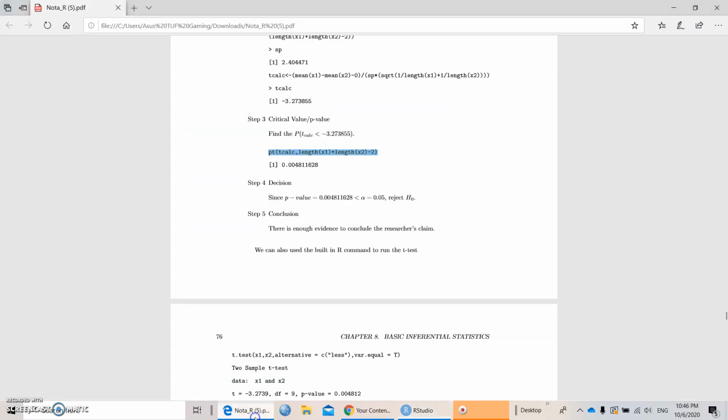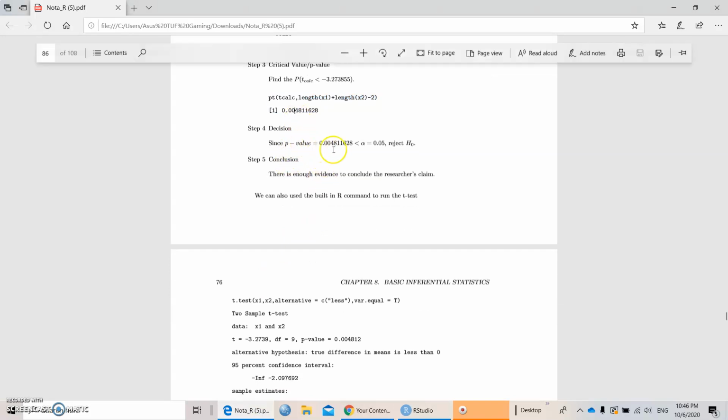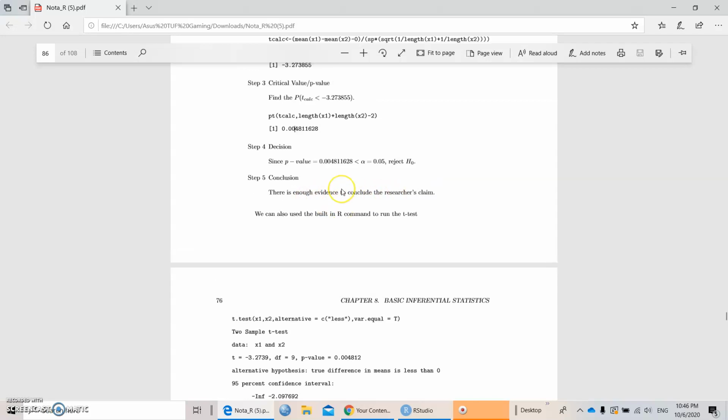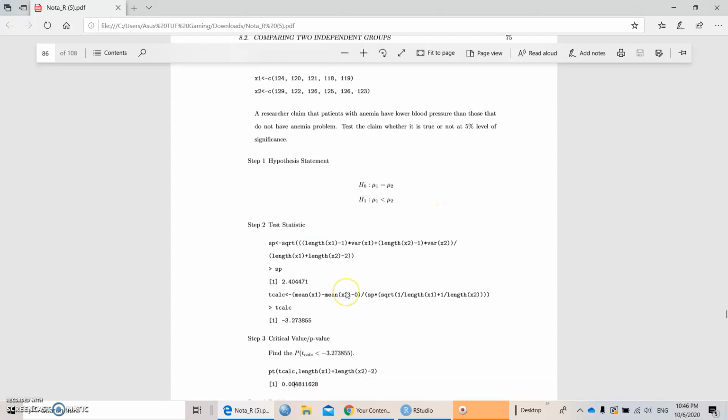So how do we make a decision and conclusion? Based on the p-value, we compare with alpha equal to 0.05. If the p-value is less than 0.05, reject the null hypothesis and conclude there is enough evidence to support the researcher's claim, where the researcher claims that patients with anemia have lower blood pressure than those that do not have an anemia problem.